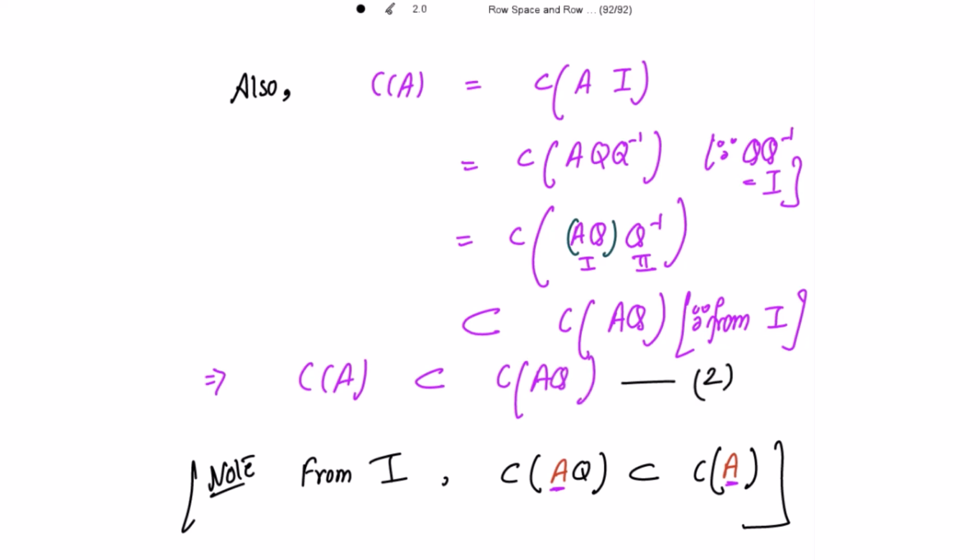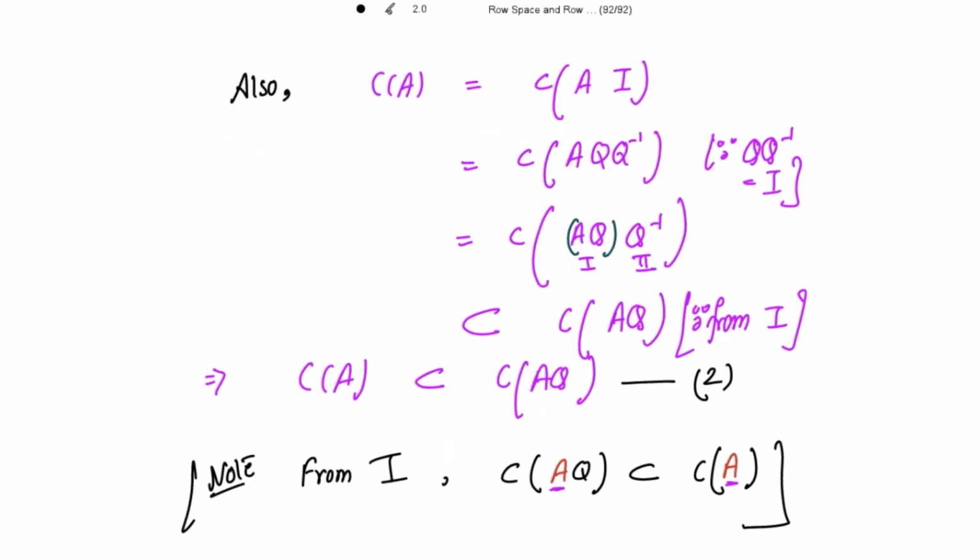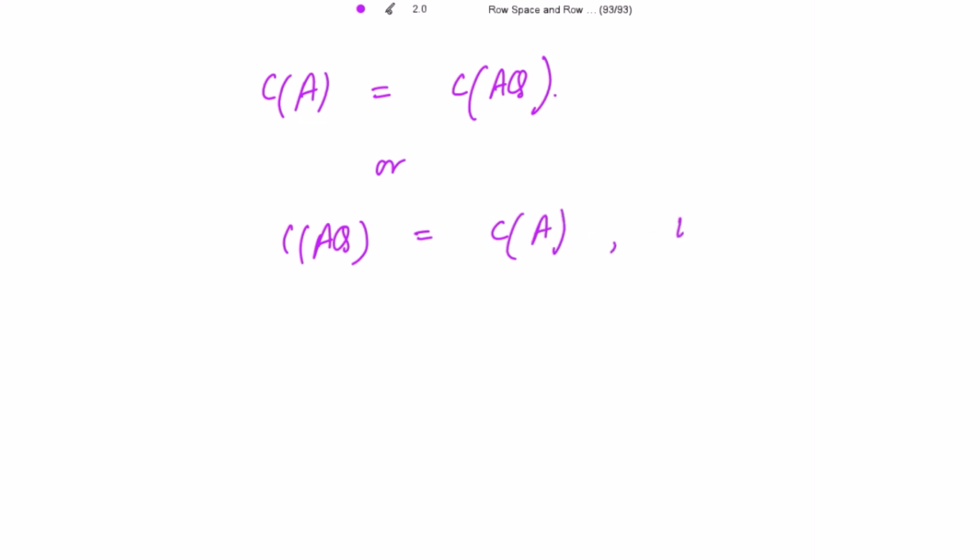Please mark this as 2. So from 1 and 2, what is 1? The column space of AQ is a subset of the column space of A. And what is 2? The column space of A is a subset of the column space of AQ. So from 1 and 2 we write that the column space of A is equal to the column space of AQ, or the column space of AQ is equal to the column space of A, where Q is non-singular. Hence proved.